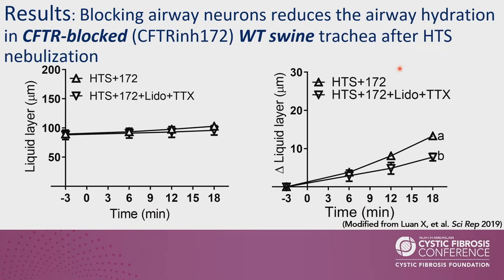So we were wondering why. What we did was investigate what happens if we block the CFTR channel in the wild-type swine trachea. We used CFTR inhibitor 172. We incubated that with wild-type swine trachea for half an hour, and then did our experiments. As you can see here, when we block the airway neurons with lidocaine or TTX, it reduces the hypertonic saline-triggered airway hydration effect in those CFTR-blocked swine airways.